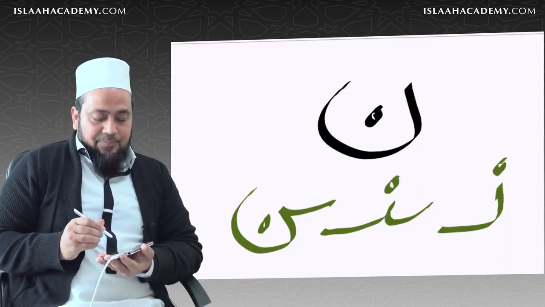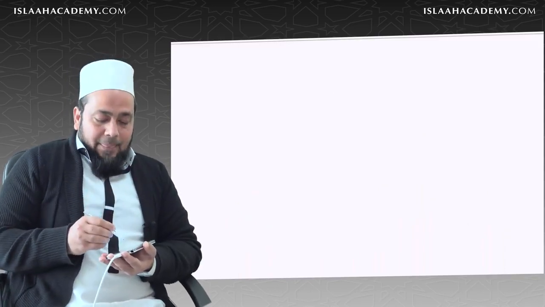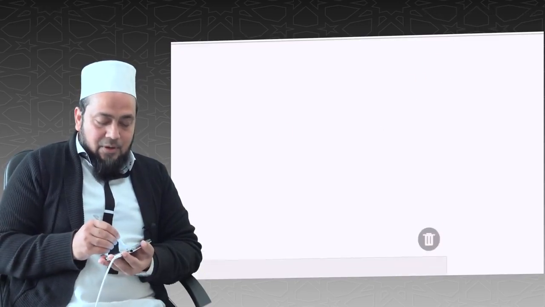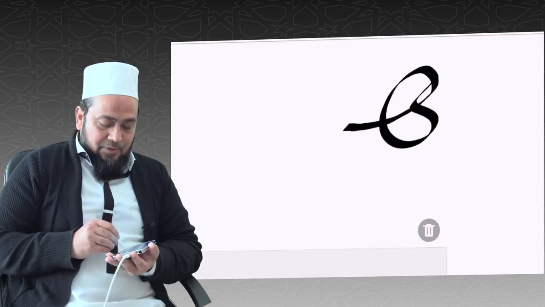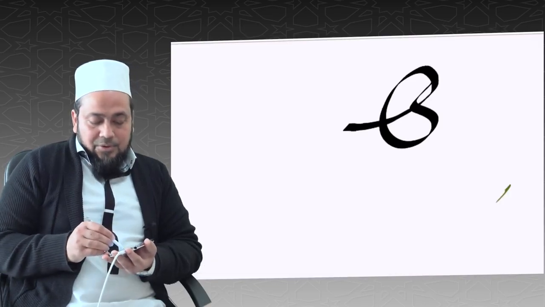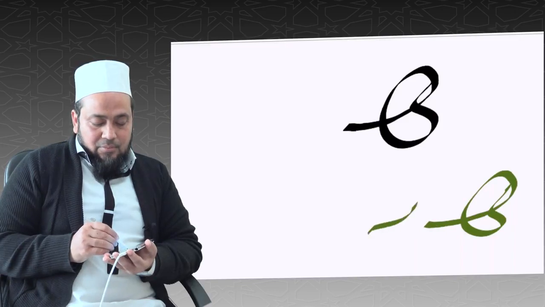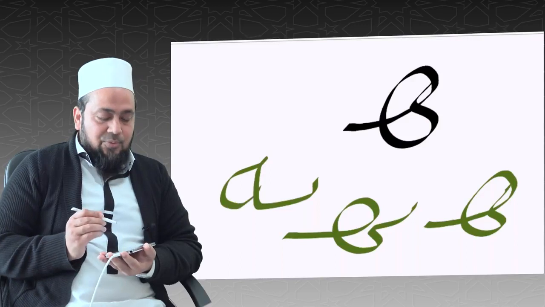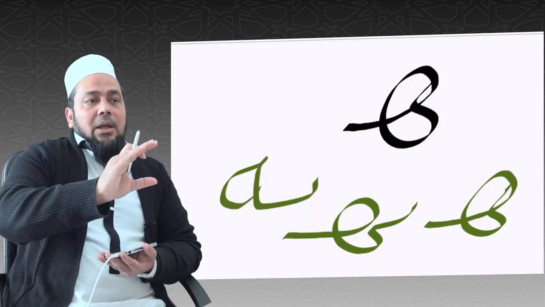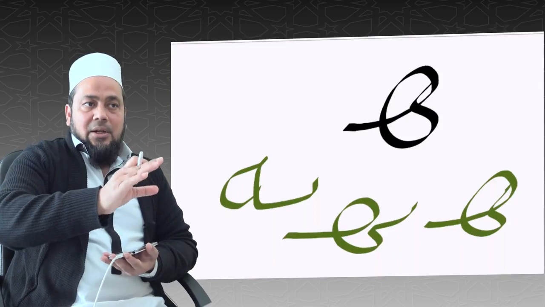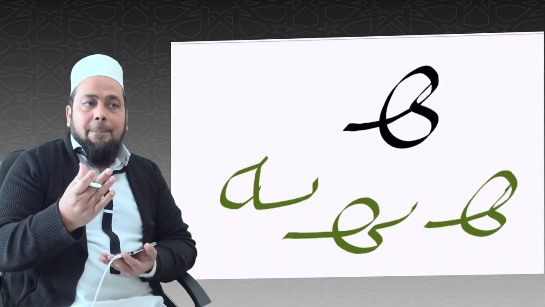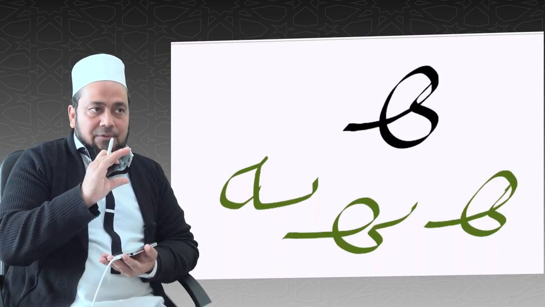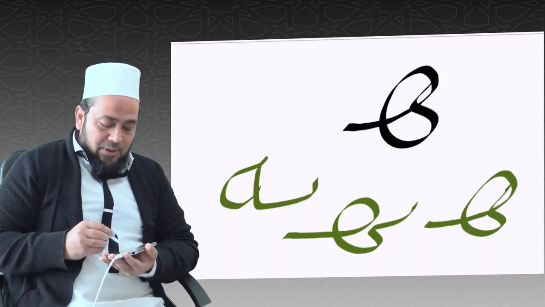Let's move on to the next letter, Ha. Standalone shape of the letter of Ha is this one. Beginning of the word shape is this one. Middle of the word shape is this one, and end of the word shape is this one. Beginning, middle, and standalone shape is more or less same. Ending letter shape is a little bit different, so you need to remember that.